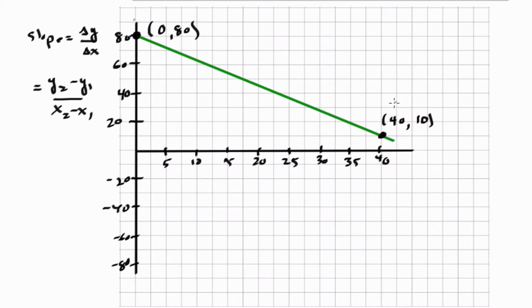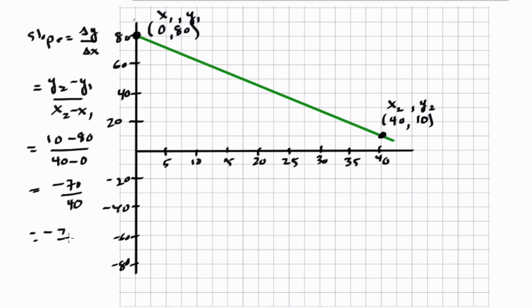This is my second point, so I know this will be x2 and this will be y2. And I know that 0 is x1, and that 80 is y1. And I can just put it into here if I want. y2 is 10 minus y1 is 80. And x2 is 40 and x1 is 0. So I do a little math and I get negative 70 over positive 40. And so the slope here would be negative 7/4. And you can put that in your calculator and get, I guess you would get 1.75.